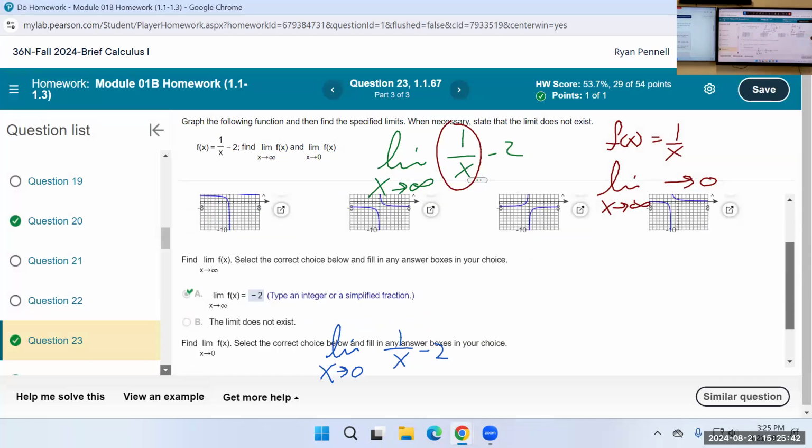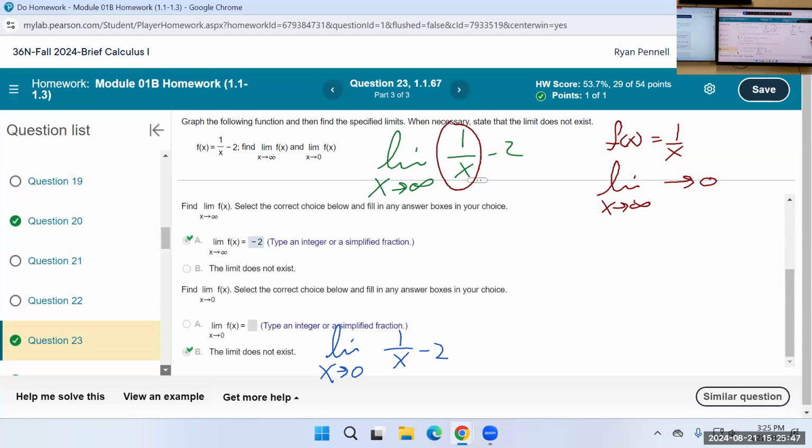So as x approaches 0, the limit does not exist. Because it's going positive infinity, negative infinity. Two extremes in two different directions. Doesn't exist. You can't know what that means. And by the definition, the two limits don't agree. So we said it doesn't exist.